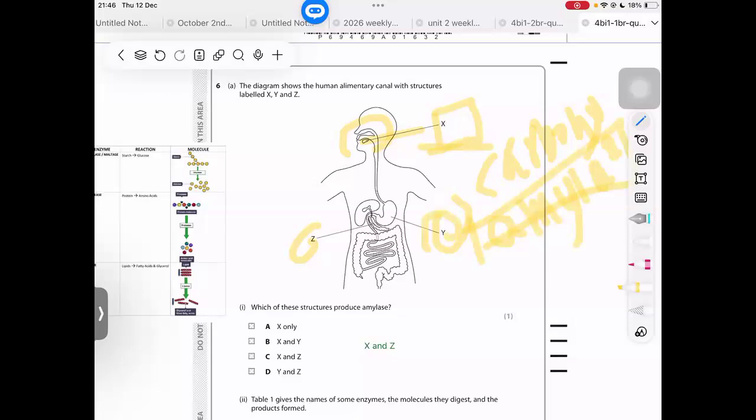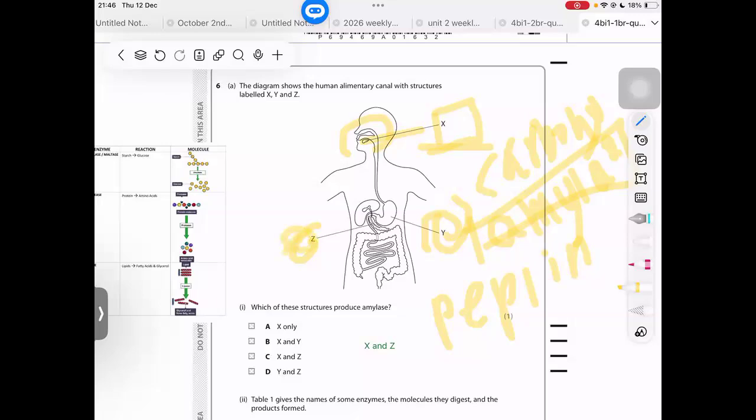But if you take Y, which is the stomach, it has the enzyme pepsin, right? What does the enzyme pepsin do? It catalyzes the breakdown of proteins, not the breakdown of carbohydrates, not the breakdown of fats. So Y contributes to the breakdown of protein. So it does not produce any amylase.